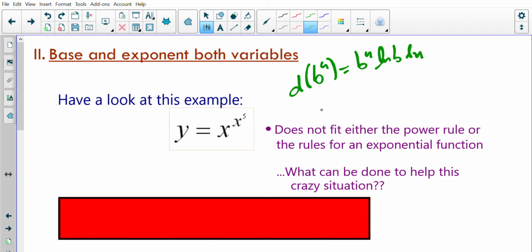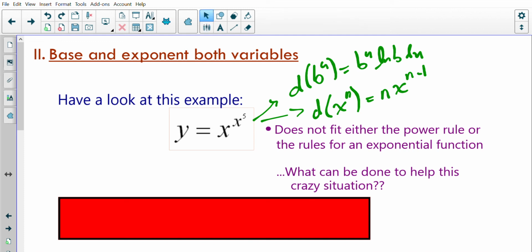We have a rule for the derivative of x to a number, which is the number times the exponent, and we take one off. Unfortunately, this is not one of these. Therefore, these rules cannot be used. Unfortunately, year after year after year, students try and use one of these rules to differentiate this situation. It will not work. So what you need to do is take the log of both sides, just like we did on that last one.